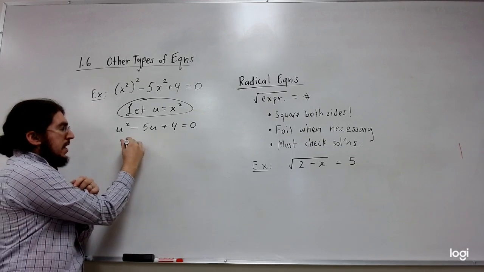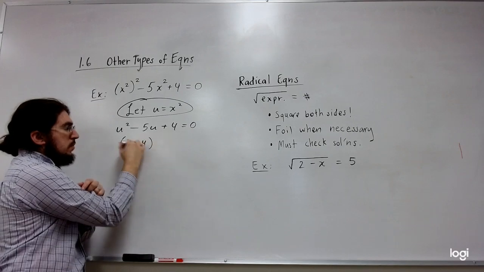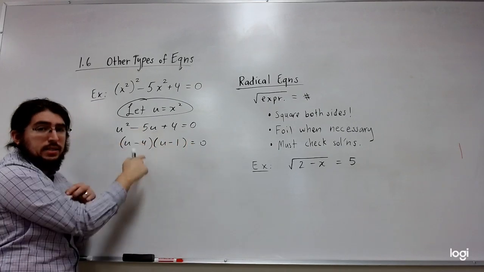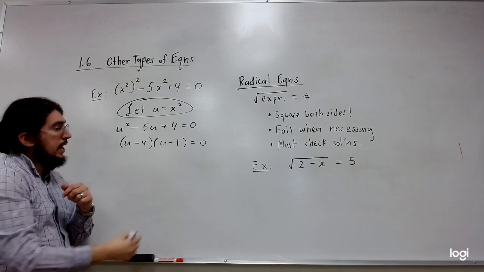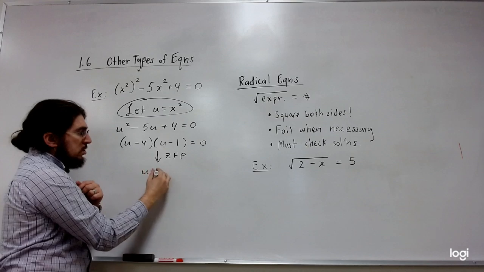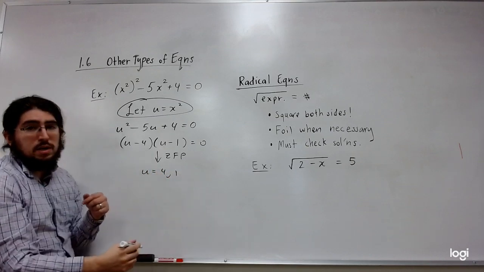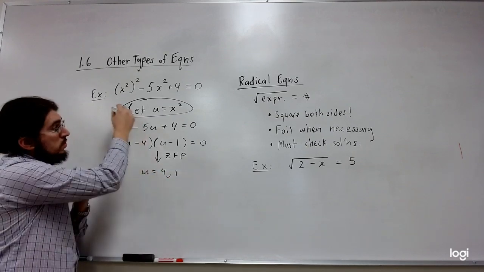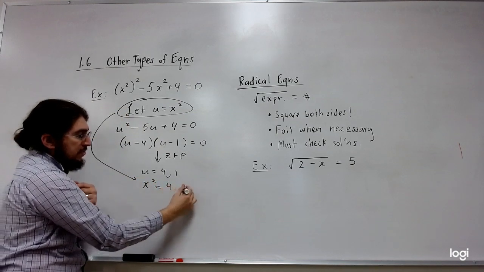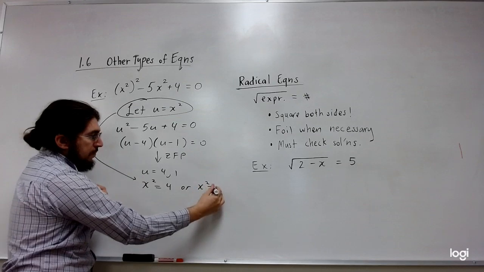This can now be factored as u minus 4 times u minus 1. Remember, two numbers that multiply to 4 and add to negative 5. Good. And now using the zero factor property, we get u is equal to either positive 4 or positive 1. But remember, what is u? u is really x squared. So x squared is either positive 4 or x squared is positive 1.